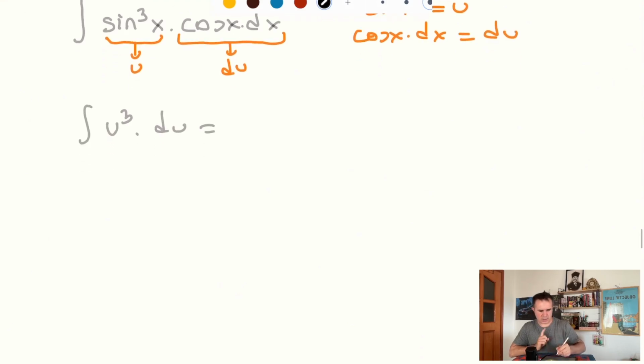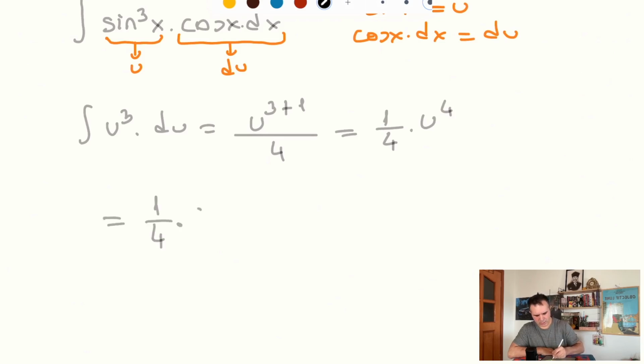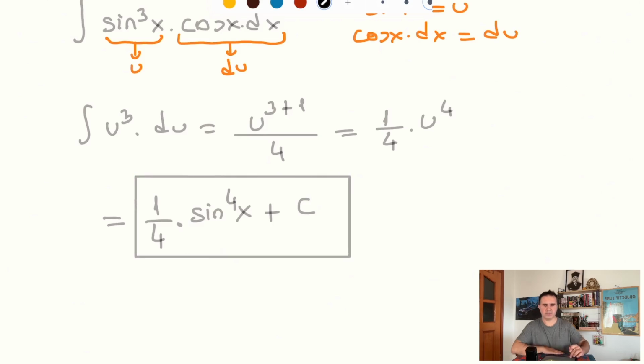When we integrate it, we add 1 to the exponent. The exponent becomes u to the power of 3 plus 1, which is 4, and we divide by the new exponent, so this will be equal to 1/4 times u⁴. Since u is sin x, the integral becomes 1/4 times sin⁴x. And since the integral is an indefinite integral, we add a constant c here.